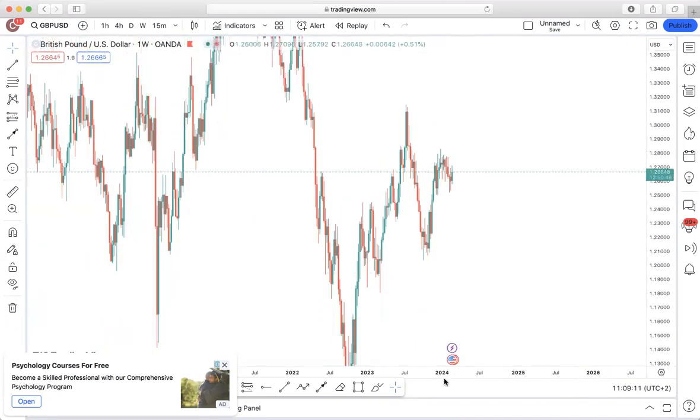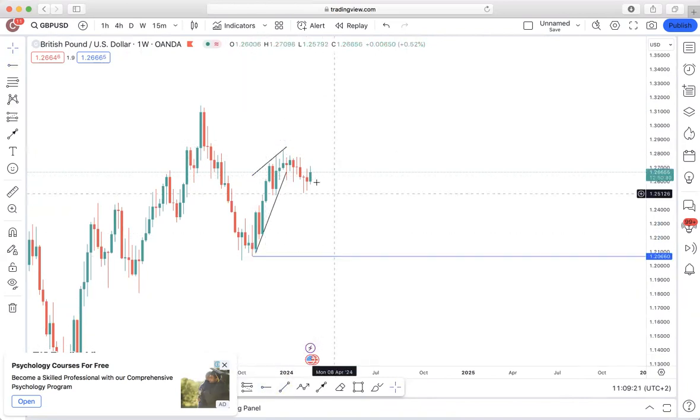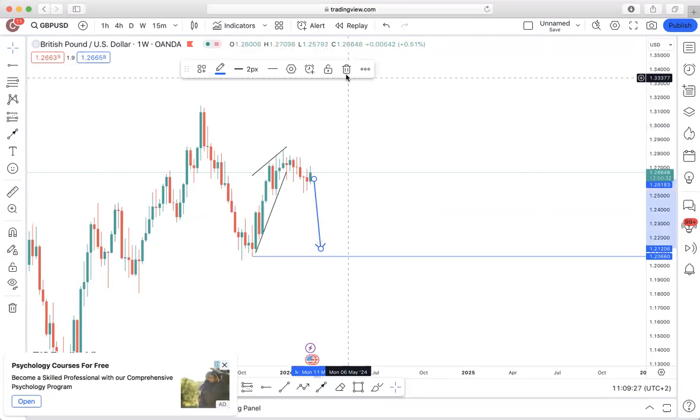So on the weekly, this is how I was looking at price. This was my continuation pattern, with two lows and two highs. Price did give me a breakout by closing outside of the trend line. So overall, this has a higher probability of impulsing all the way to the downside.